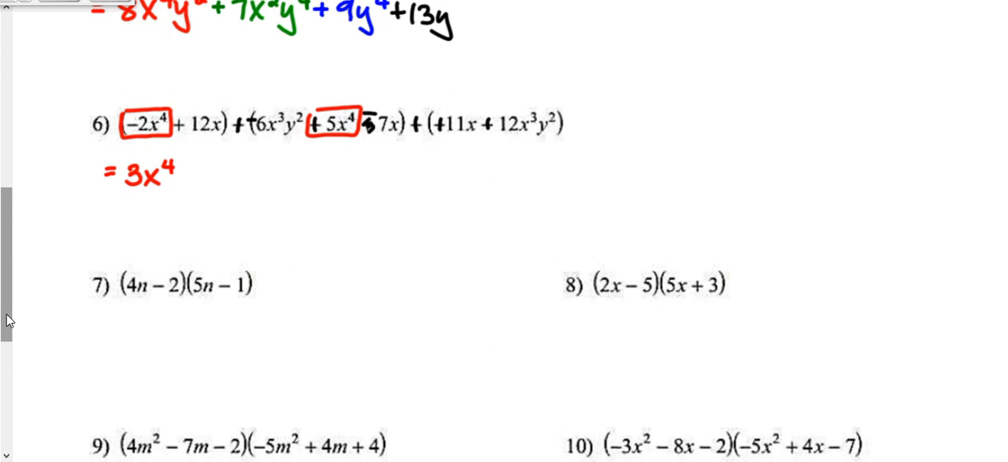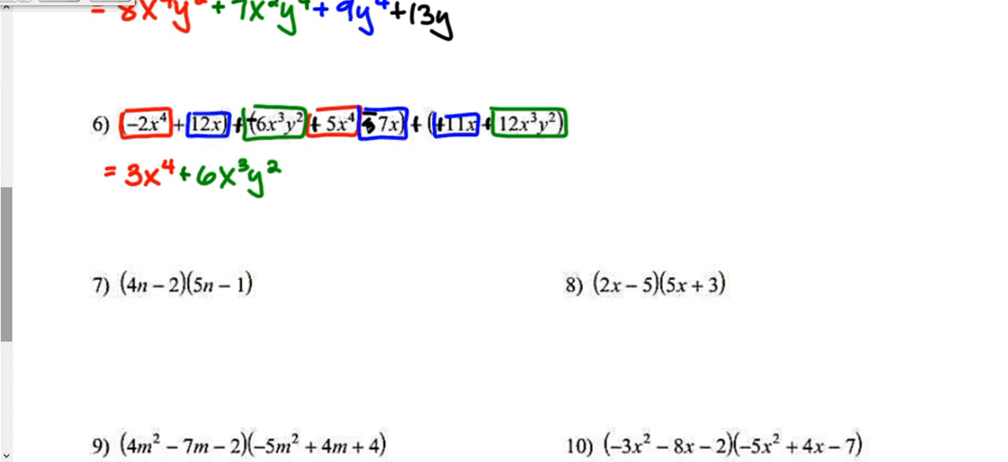And now I'm going to do x to the 3rd y squared. So I have negative 6 plus 12, which is 6, x to the 3rd y squared. Then I think everything left is just an x. So we have 12 minus 7, which is 5, plus 11, which is 16x.